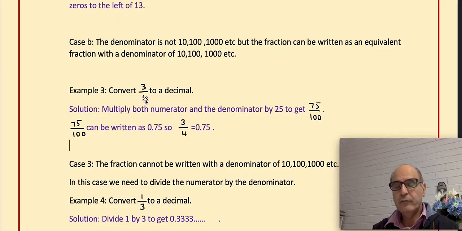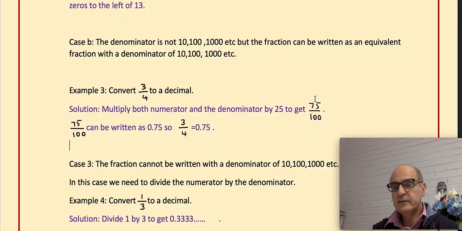So I've got 3 over 4. I need to times the denominator by a number to make it 10 or 100 or 1000, whatever. The easiest one here is to times this by 25. If you times this by 25, you get 100. Now the denominator turned into 100. I need to times the numerator also by 25. So 3 times 25 gives me 75. Now 75 over 100 is the same as 3 over 4.